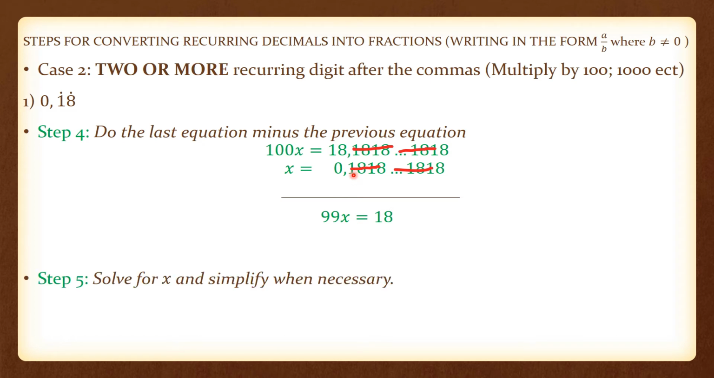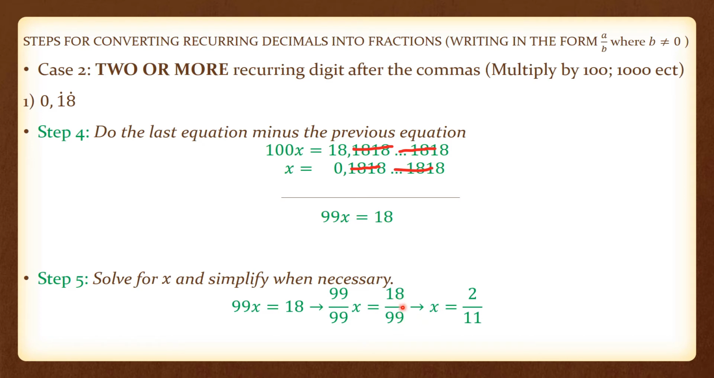Step 5, solve for x and simplify when necessary. We have 99x here, but we don't need 99x, we only need 1x. What we do, we divide both sides by 99. So that makes 99x equal to 18, we divide by 99, and we divide also by 99 on the other side, because whatever you do on the left hand side must be done also on the right hand side to balance out your equation.